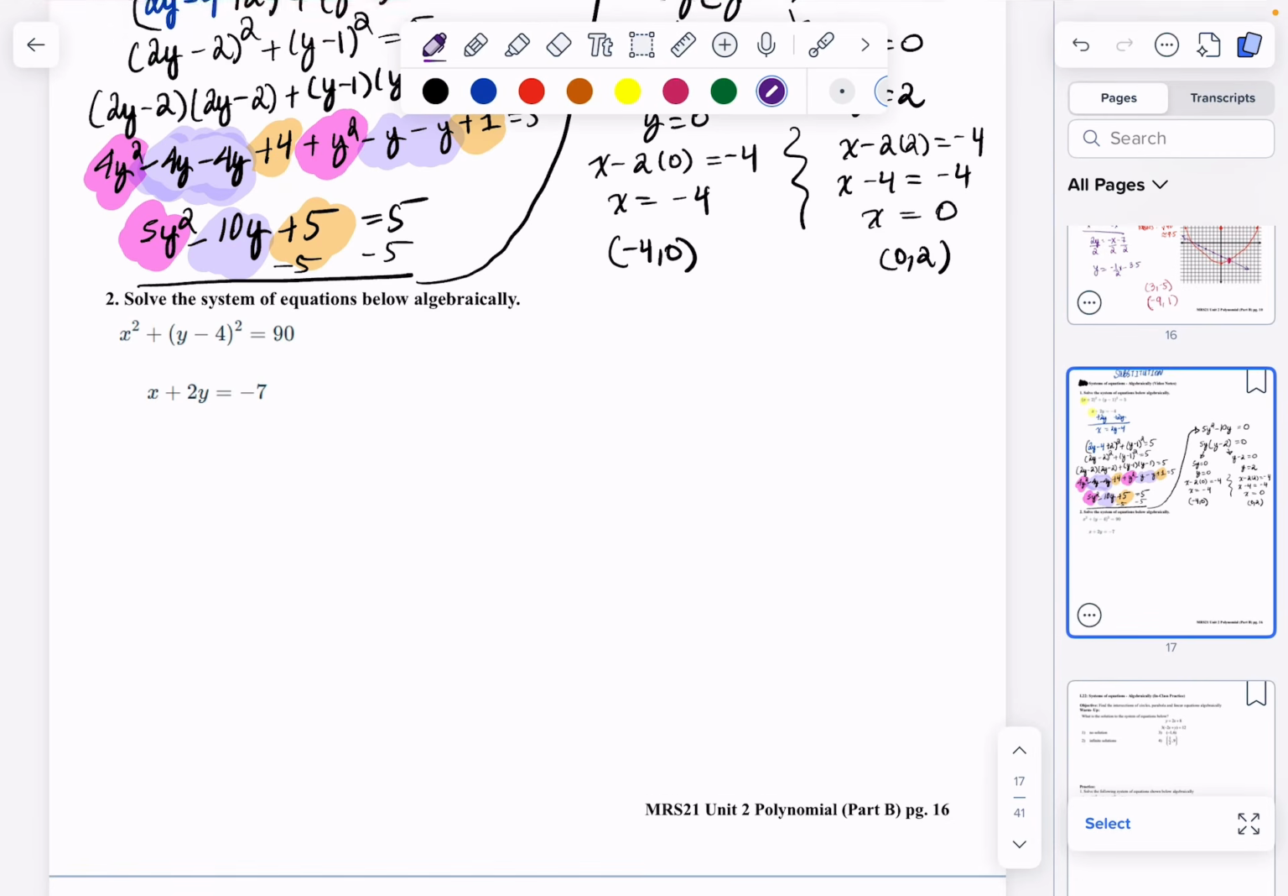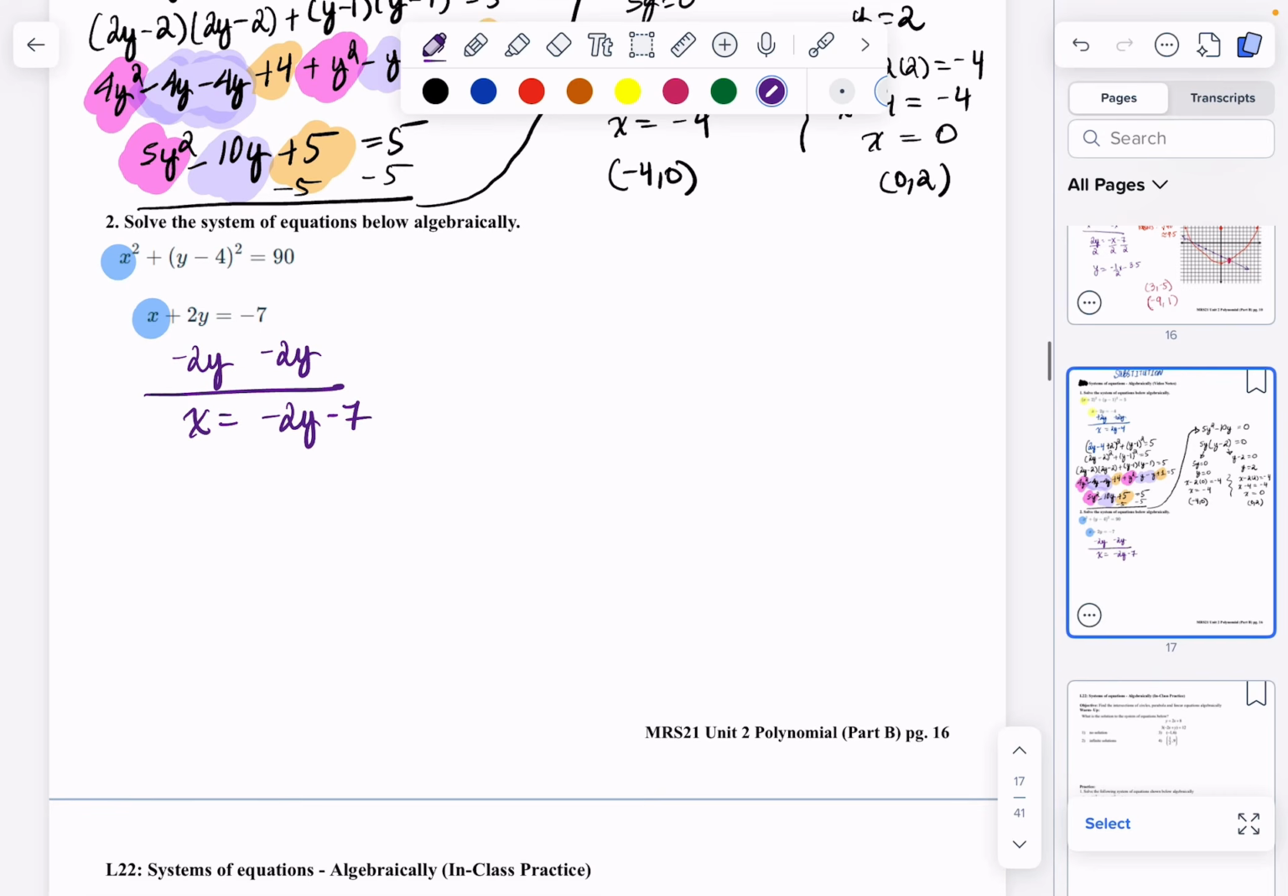Same idea. We're going to get the x by itself. So I'm going to go ahead and highlight my x. That means wherever I see the x, I'm going to do my substitution. So minus 2y, minus 2y. I have x is equal to negative 2y minus 7.